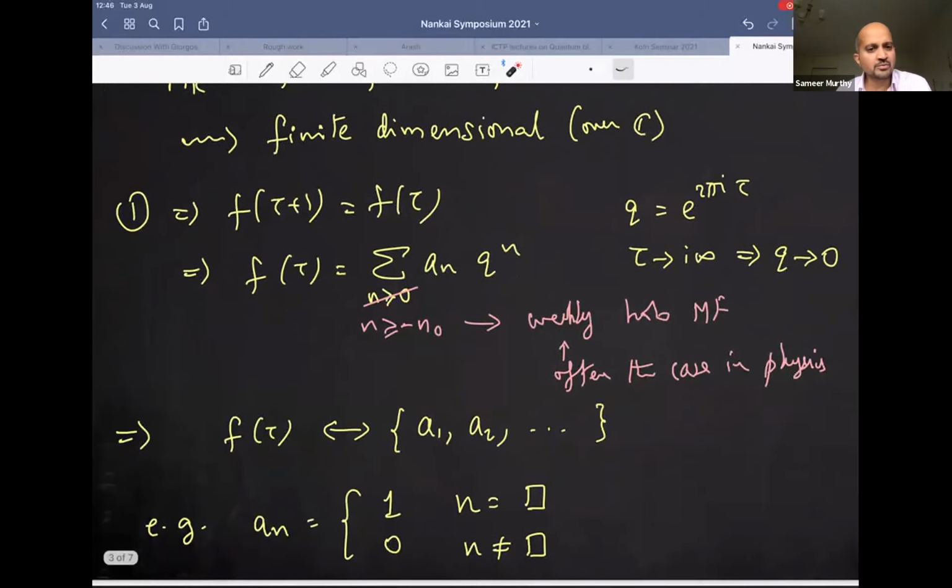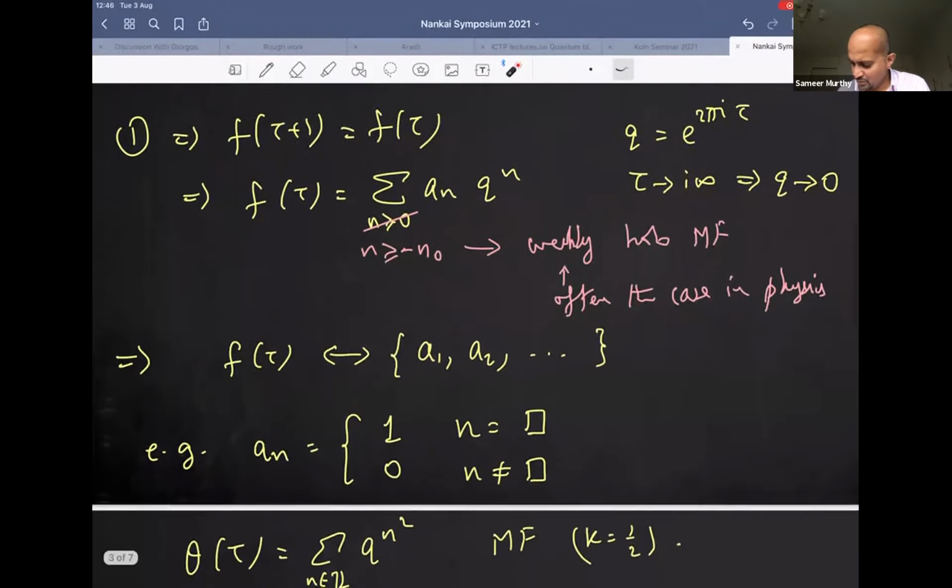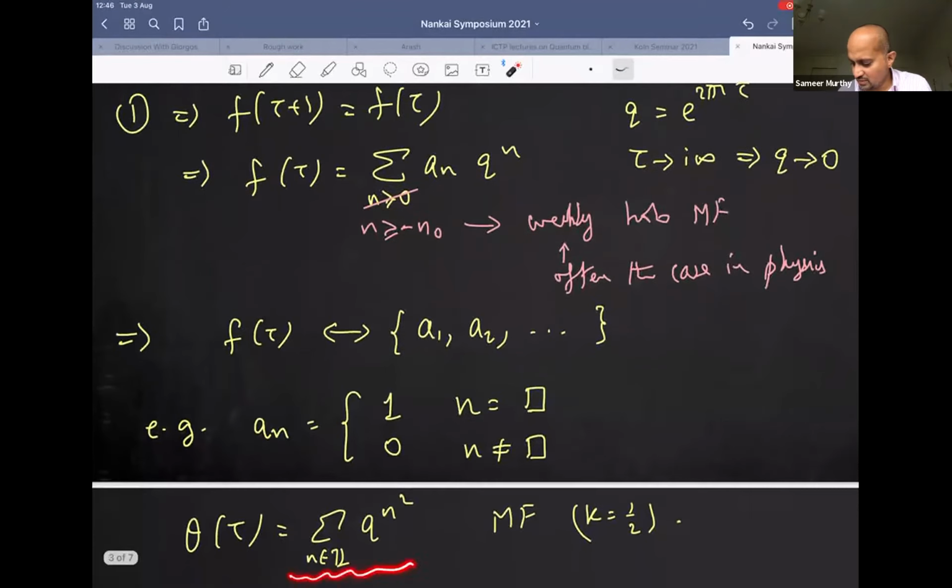So here's an example from number theory. Take a_n to be 1 if n is a square and 0 if n is not a square. Okay, so that modular form is just you take the sum over all integers of q to the n squared. That's called the function theta. This is a function which has been studied for more than 100, 150 years, called the theta function. That happens to be the modular form of weight half under some congruence subgroup.